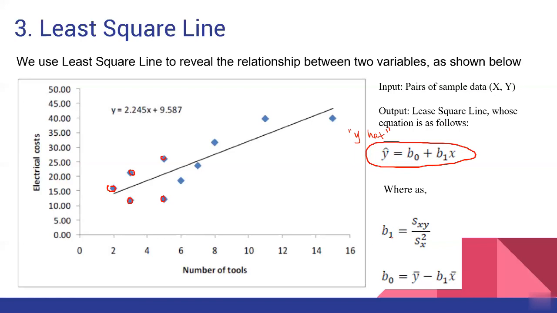Whereas b1 is a ratio between sxy and sx squared. b0 is the mean of all y's minus b1 times the mean of x. Please write these formulas in your notebook, and I'll demonstrate how we can use this to find the least square line.